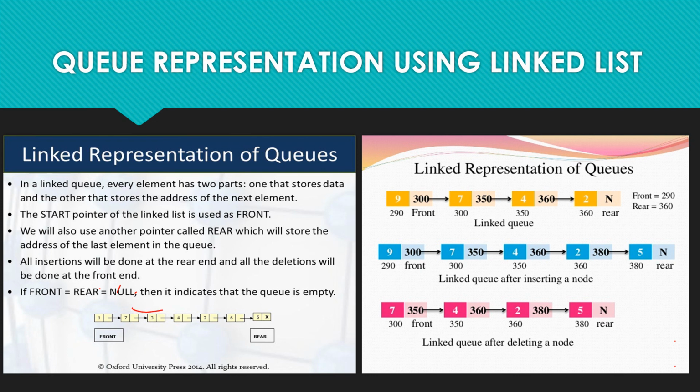In a linked queue, there are two pointers maintained in memory, the front pointer and the rear pointer. The front pointer contains the address of the first element and the rear pointer contains the address of the last element in the queue, and insertion and deletion are performed at the rear and front respectively. If insertion happens, the rear pointer will be updated, and if deletion happens, the front pointer will be updated.